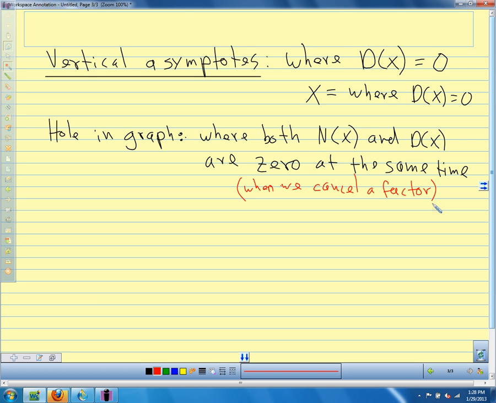So this is a bunch of rules. They're not complicated rules, but there are quite a few. So let's look at a few examples of how we're going to use these rules. So any questions before we move on? All right, so let's look at some examples, and then we'll talk about how we graph these rational functions.